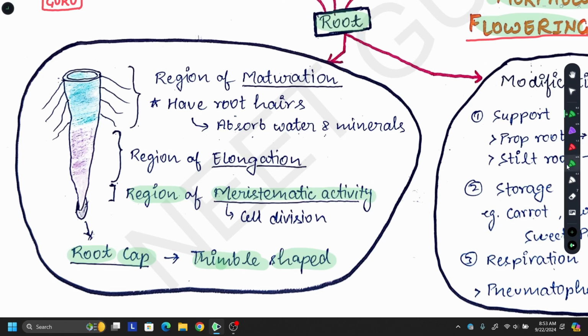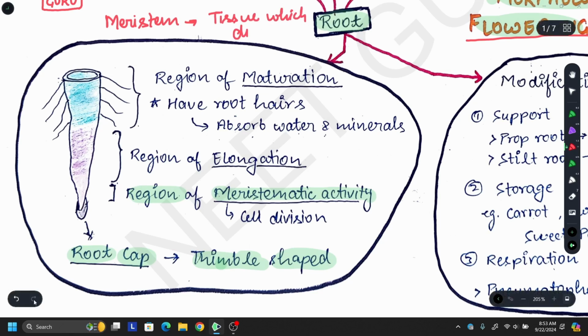Now wherever you study the term meristem, meristem means the tissue which can divide, or you can say the tissue in which cells can divide. The word meristem is basically a tissue whose cells can divide. This is the perfect sentence: a tissue whose cells can divide.